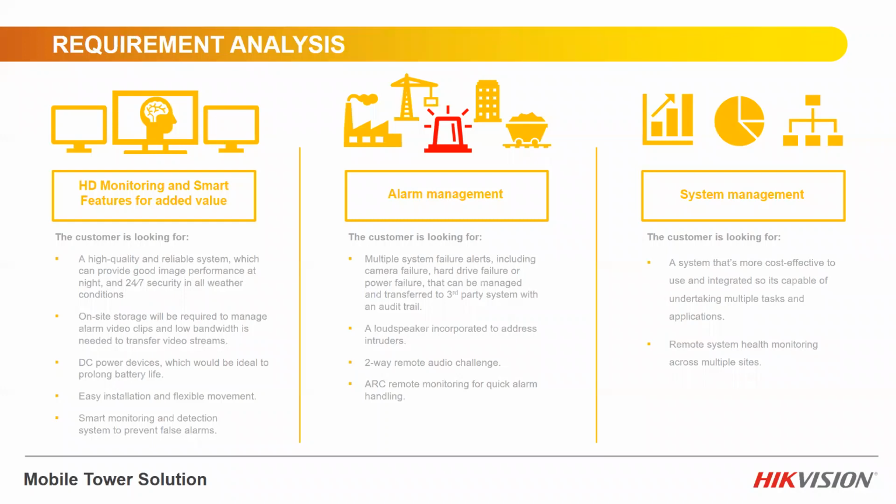So the three main areas required for a mobile tower solution: high quality images and smart features. This covers things such as good performance at night and in all weather conditions, on-site storage due to low bandwidth connectivity requirements, DC power to help with installs, especially those using battery or solar, ease of installation, and technology to help prevent false alarms.